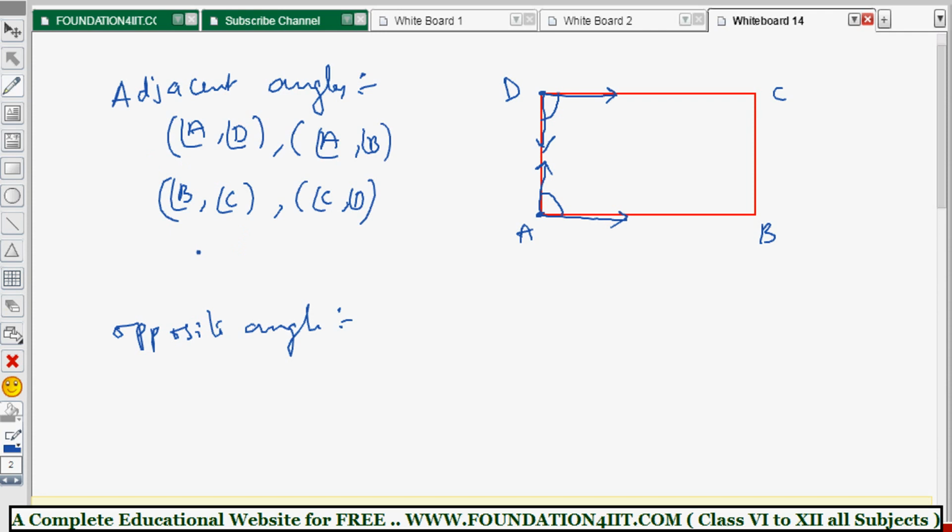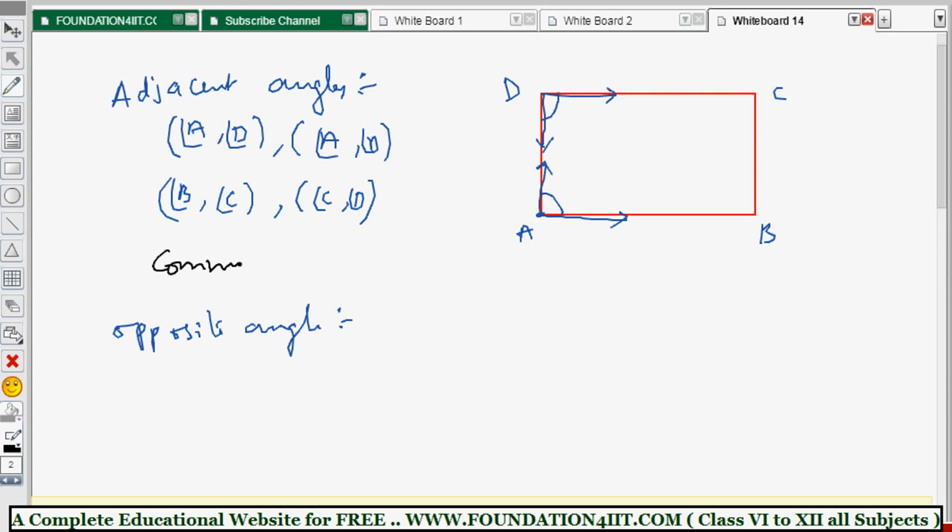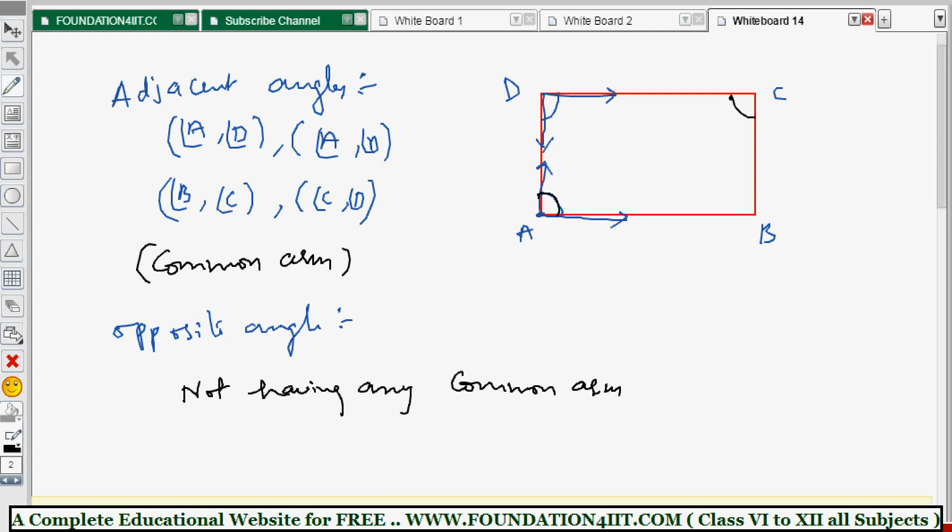Only one thing is needed: they should have a common arm, a common side. Now when you see opposite angles, two angles of a quadrilateral not having any common arm, we can call them opposite angles. So in this given quadrilateral, angle A and angle C are both opposite angles.